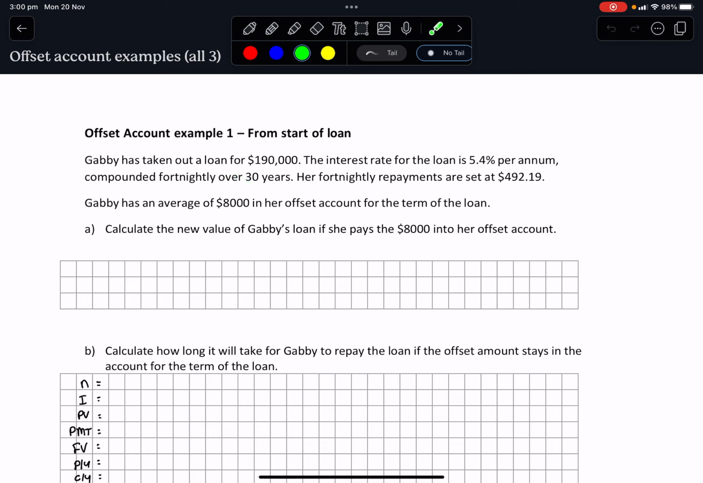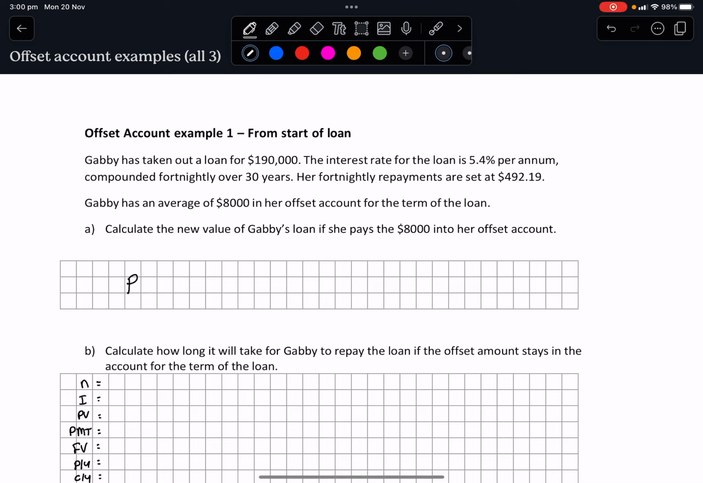Now, what an offset account does is the money stays in there, and the interest on your loan is actually calculated on the difference between your loan amount and your offset amount at that time. This is another way of reducing the interest paid on our loan. So when the offset amount is in the account for the whole time, that is our easiest version, and all we have to do is take off that $8,000 from the $190,000. So that's the new value of my loan that the interest is paid on.